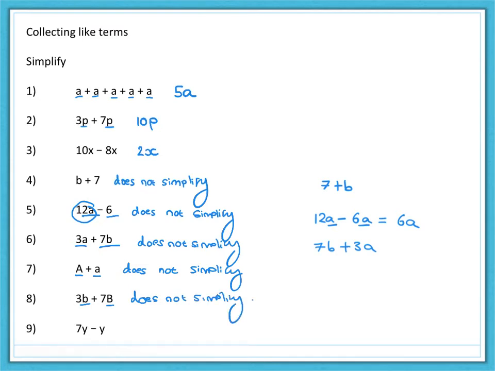Now, question 9, 7y take away y. When you have a letter on its own like that, it means you have one lot of it. 7y take away y is 6y. Now, I often see the incorrect answer of 7 in a question like this because people think subtracting y means getting rid of the y value in the first term. That's not the case. 7y take away 1y takes you down to 6y.